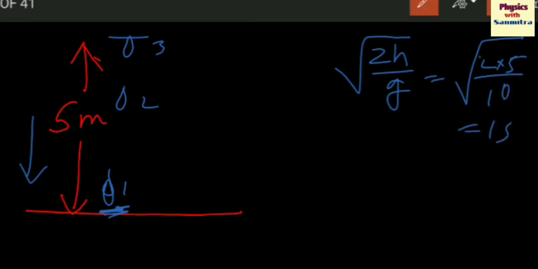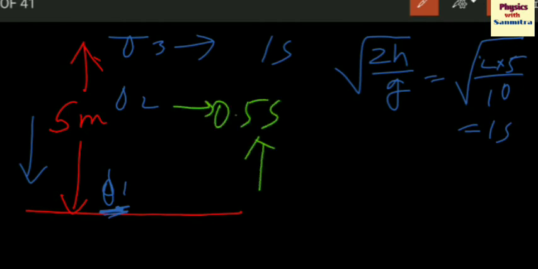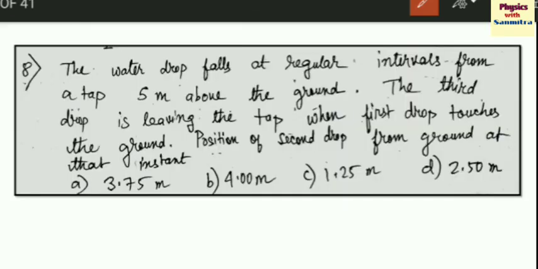Let's say 1 second. So the third drop is released 1 second after the first drop fell. Now if the third drop is released at 1 second's time, the second drop should have fallen by 0.5 second, since the time intervals are equal. Therefore, before 0.5 second the second drop was dropped. Now how far has it gone?